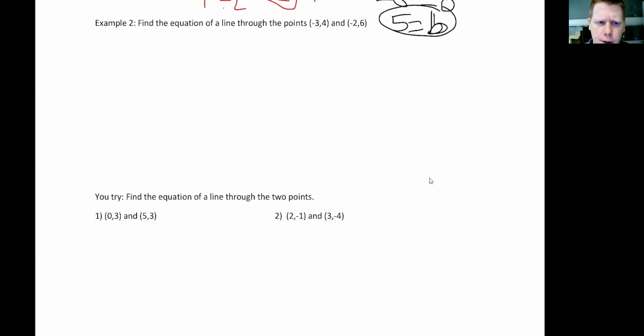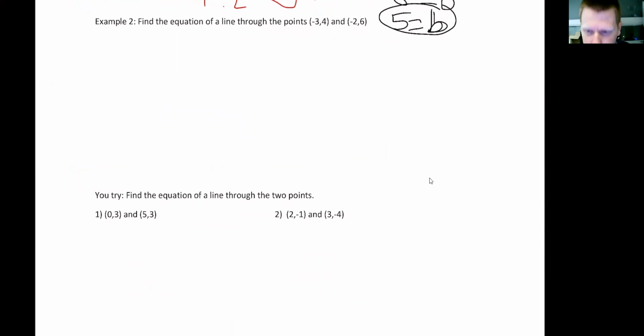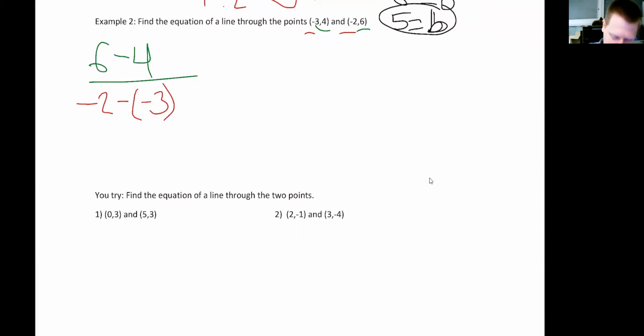Let's look at another one now. This one, we have the points negative 3, 4 and negative 2, 6. Like I said, you want to start by finding your slope. So you do the y's, 6 minus 4, over the x's, negative 2 minus negative 3. When I subtract negatives, sometimes I put parentheses around it so I don't miss that negative when I put it in my calculator. If you simplify, 6 minus 4 is 2. Negative 2 minus negative 3 is positive 1. So 2 over 1 is just 2. That's your m.